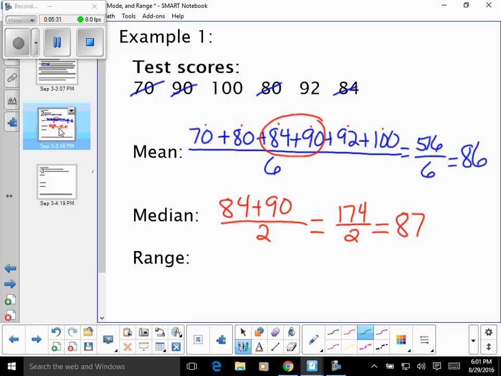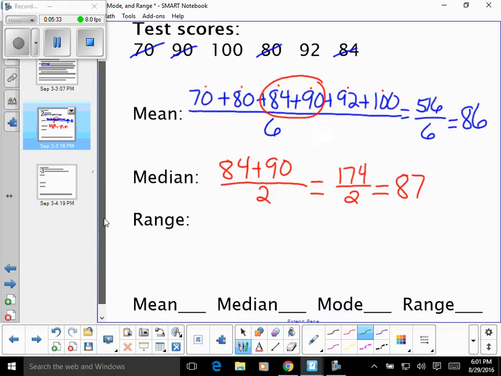We are also going to find our range, because we have to show that work too. The range is the difference between the largest item, the greatest item, and the least value item. Here's our largest item. Here's our least value. So we're going to take 100 minus 70, and our range is going to be 30.